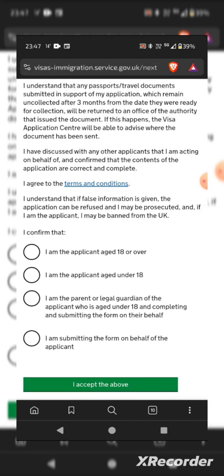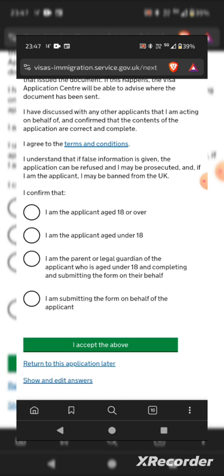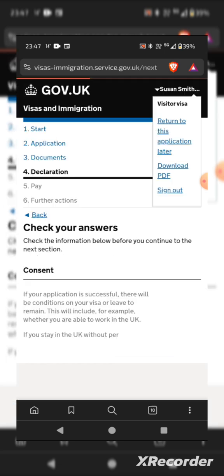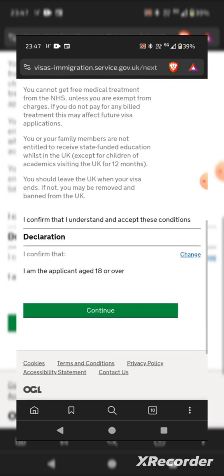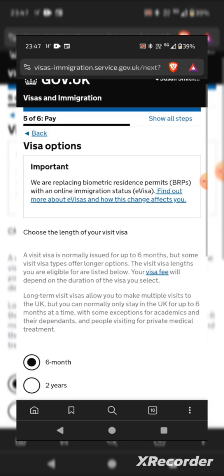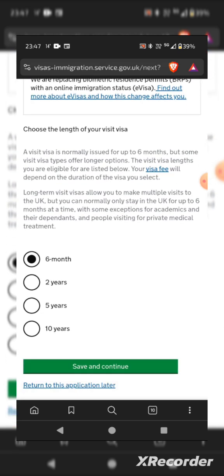Yes, if you are the one applying for yourself, I'm the applicant, 18 or over, all those things. So this is where you actually choose the type of visa now. Remember, it's a 6 month visa we are taking. So 6 months, save and continue.